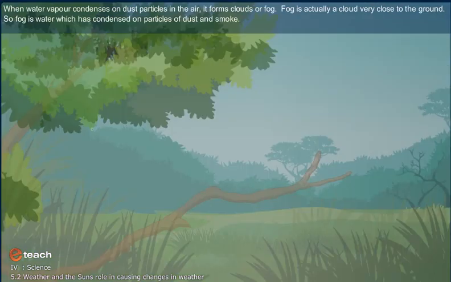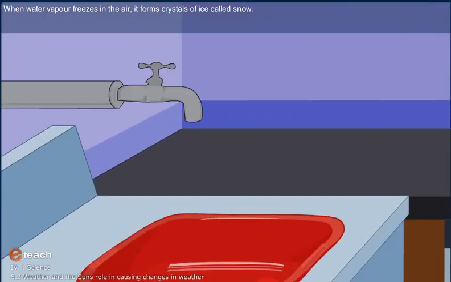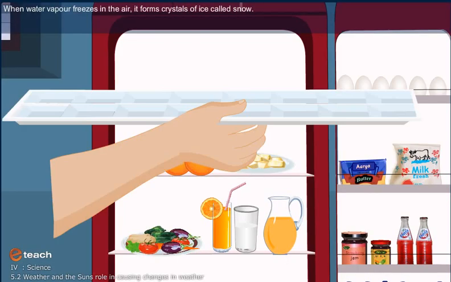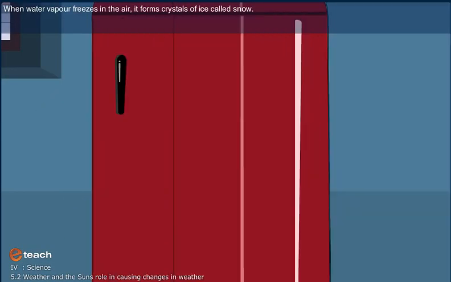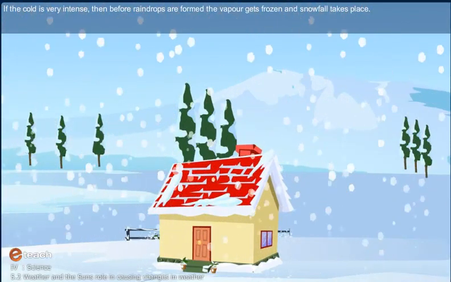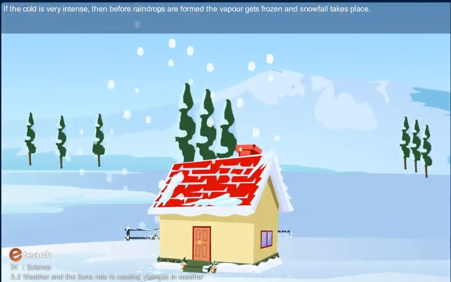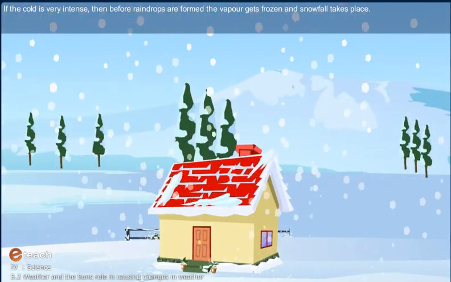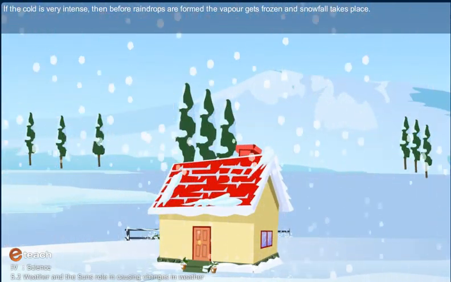When water vapor condenses on dust particles in the air, it forms clouds or fog. Fog is actually a cloud very close to the ground. So, fog is water which has condensed on particles of dust and smoke. When water vapor freezes in the air, it forms crystals of ice called snow. If the cold is very intense, then before raindrops are formed, the vapor gets frozen and snowfall takes place.